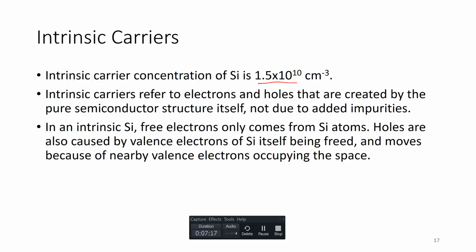Okay, so holes are caused by valence electrons of silicon itself being freed, leaving an empty state, and it moves because of nearby valence electrons occupying the space.